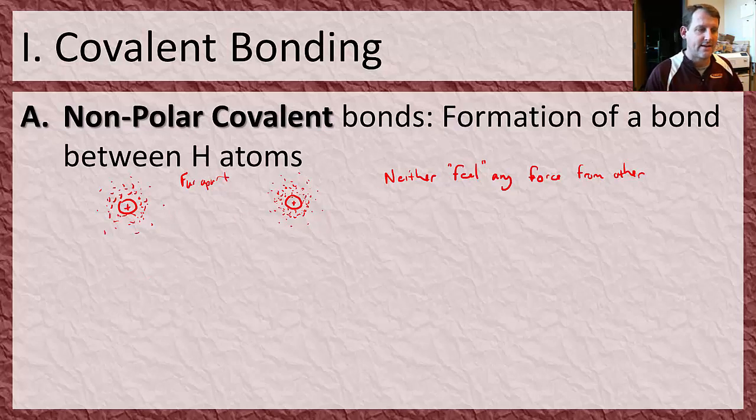But over time, let's say these two atoms do start coming closer together. They do start feeling a force. So I'm going to pull those protons a little bit closer together. And what we find is when they start getting a little bit closer together, these electrons are mobile, and they'll start feeling a pull from this proton. So these electrons will get pulled in this direction.